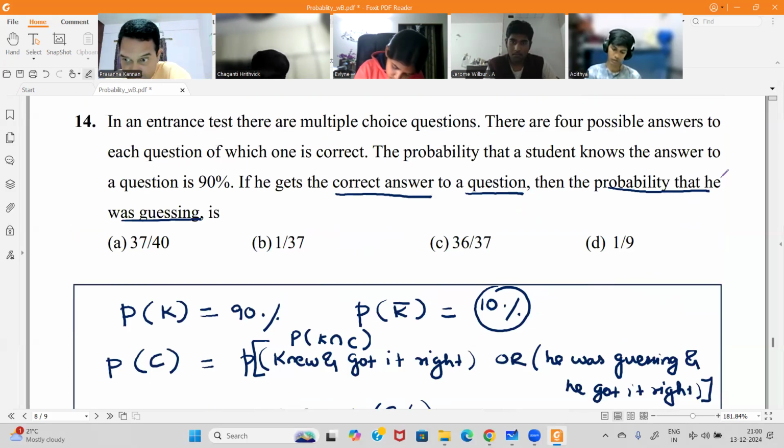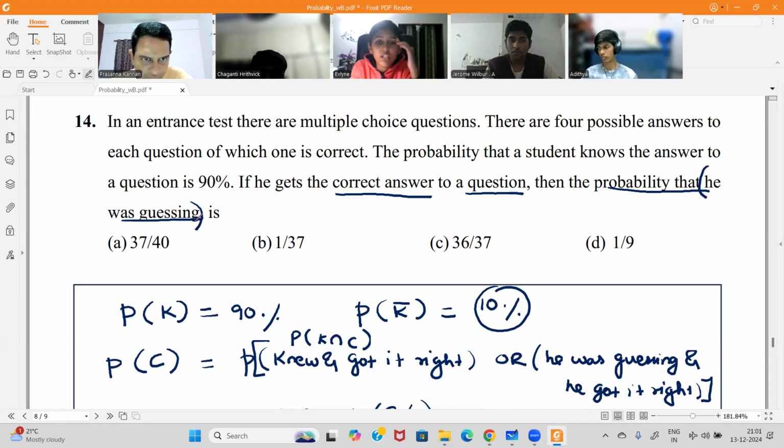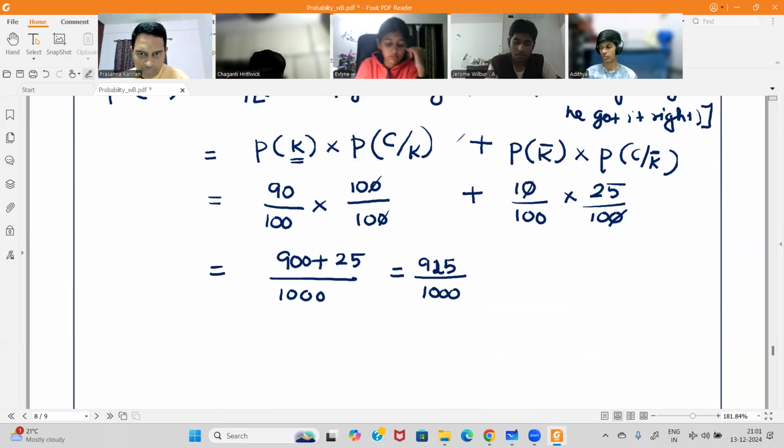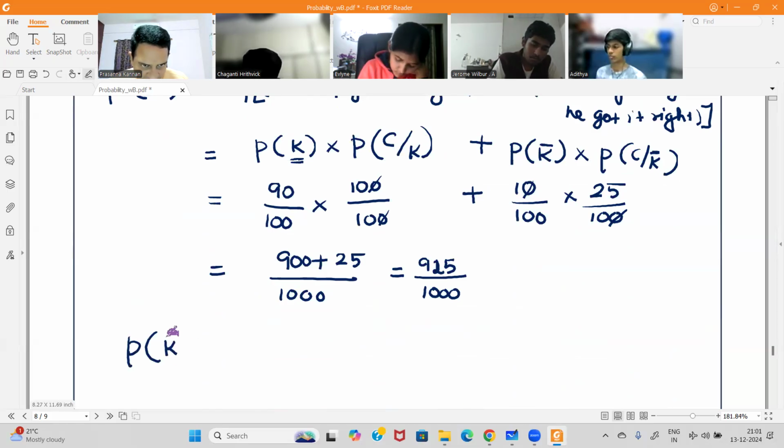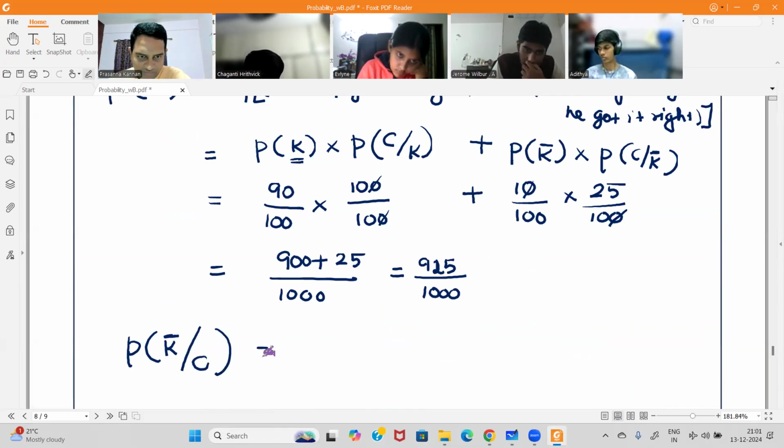because what we want to get is, he gets the correct answer to the question. Then what is the probability that he was guessing? So what is being asked here? Evelyn, can you tell me? You need to find the probability, sir, P of K bar by C, exactly he was guessing. Probability of him guessing. Guessing means he did not know the answer, given that he got the correct answer.